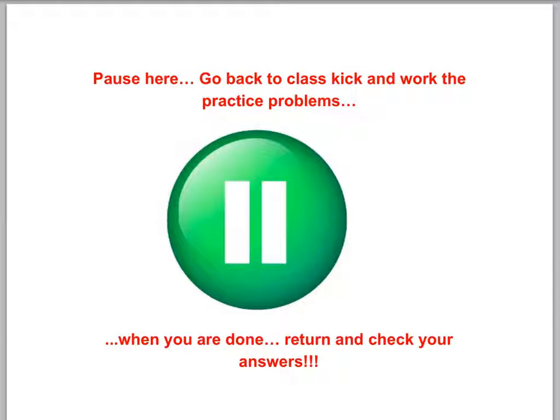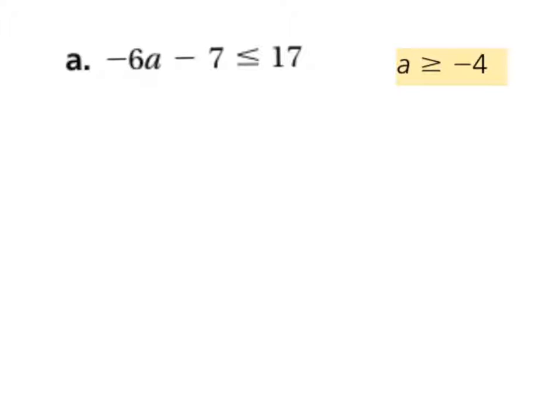So go ahead and pause, head back into class kick. I've got one for you, pretty much like the one we just did. Okay, so this time before we start, you have to think about what we're going to have to do. Well, this is a two-stepper, right? We're going to add that 7. Then we're going to be dividing by a negative 6. When we do that, remember, this will flip, so don't forget that part. That's important, folks.